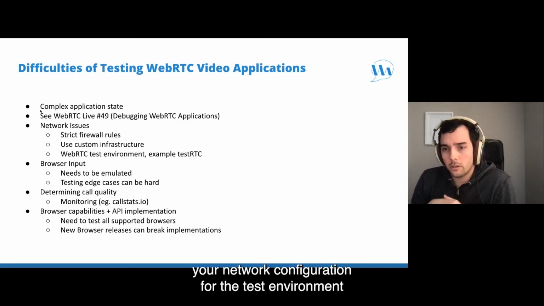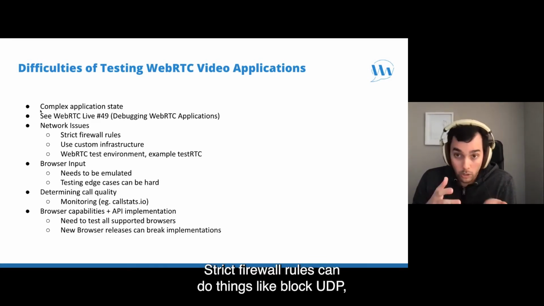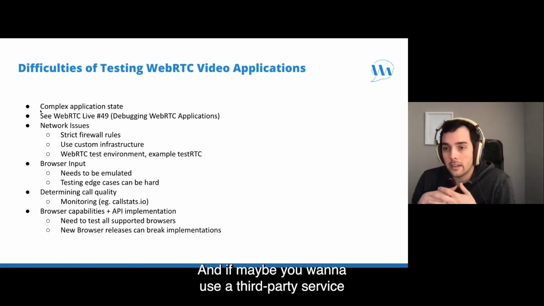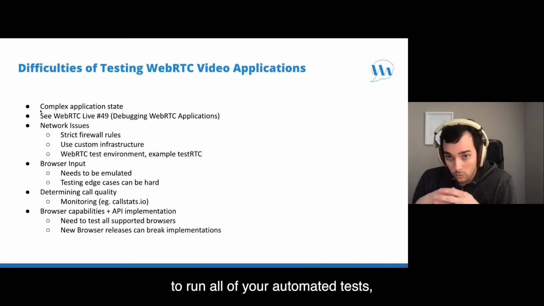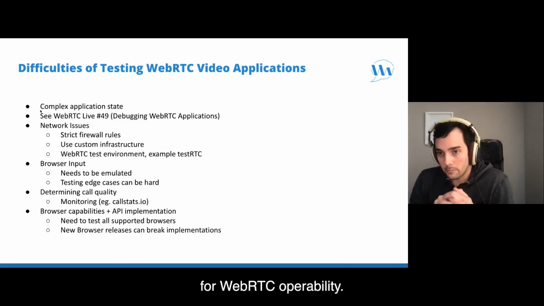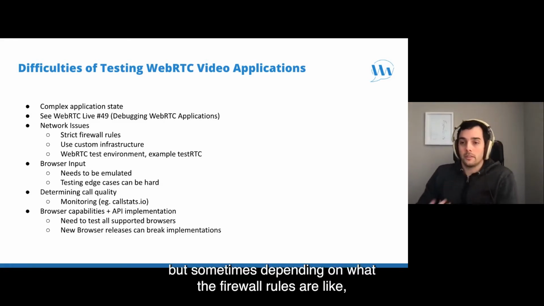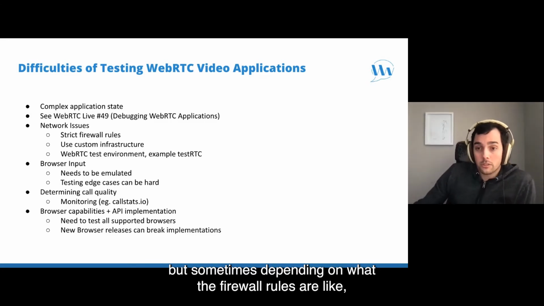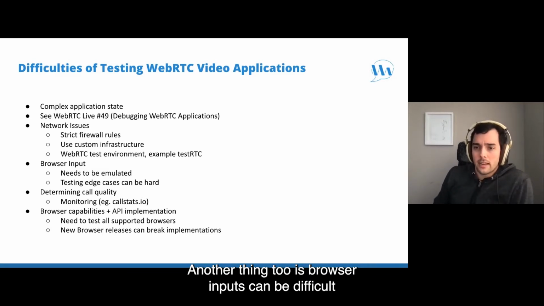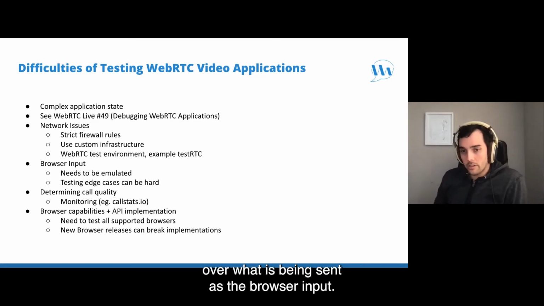For one thing, your network configuration for the test environment can cause issues. Strict firewall rules can do things like block UDP, block inbound signals, throttle your connections, things like that. And if maybe you want to use a third-party service to run all of your automated tests, this third-party service would then have to be vetted for WebRTC operability. Sometimes it just won't work with WebRTC. Maybe you have a TURN server, but sometimes, depending on what the firewall rules are like, that can make WebRTC not work altogether. Another thing, too, is browser inputs can be difficult to configure, especially if you want to have fine control over what is being sent as the browser input.